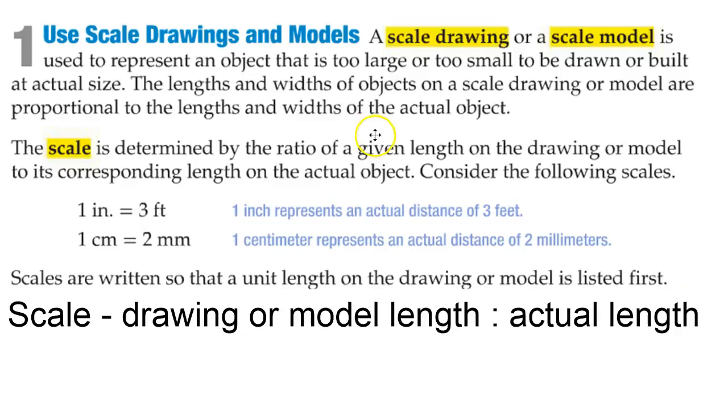Scale is determined by the ratio of a given length on the drawing or model to its corresponding length on the actual object. That's what I want you to write down in your notes there. Scale is the drawing or model length to the actual length. So if you got 1 inch and that's saying that's 3 feet, that's your scale. If you got 1 centimeter and it's 2 millimeters, that's your scale as well. And scale is written so that the unit length of the drawing or the model is listed first. Again, model goes first, then the actual length.